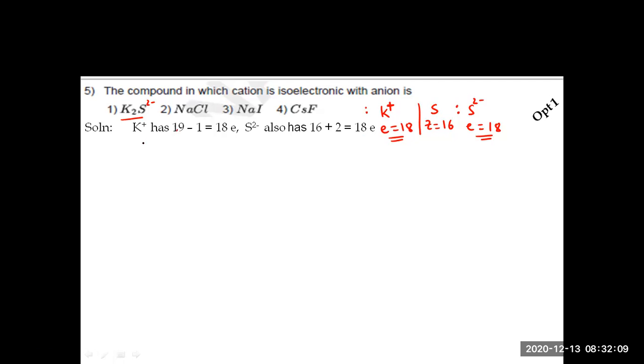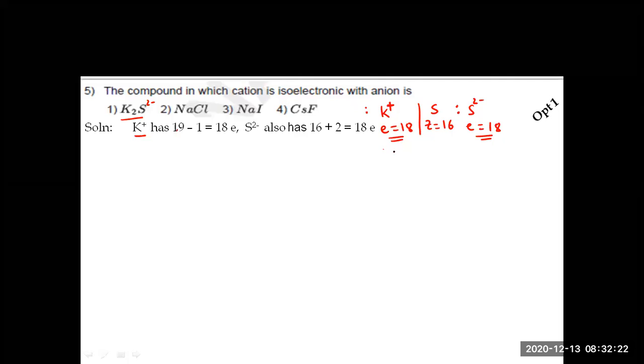Listen to me. See, potassium K+ means 1 electron less when compared to the potassium atom. You should know the atomic number of potassium. Correct, no? What is the atomic number of potassium? It is 19.